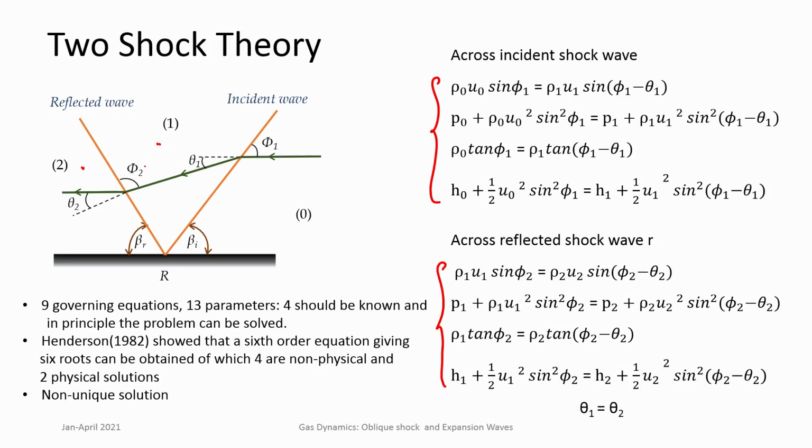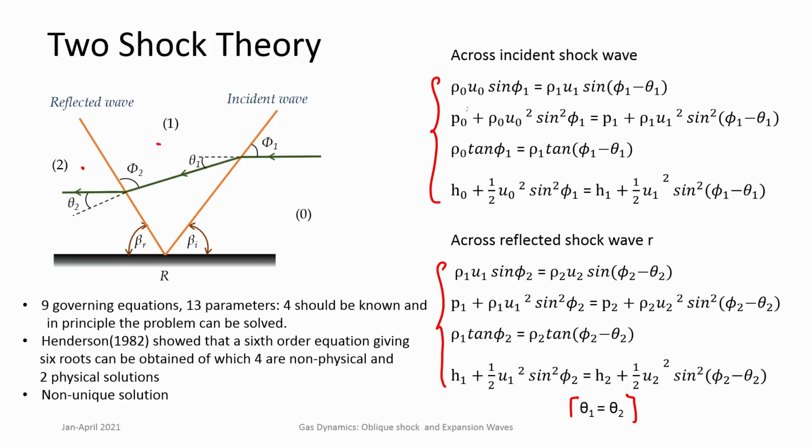So, you write a separate set of equations between them, and you have the boundary condition at the wall that the flow remains parallel to the wall after all these interactions. Again it becomes parallel to the wall. Initially it had a deflection theta 1, and the same deflection in the opposite direction has to be given. So, this is theta 2, and theta 1 equals theta 2.